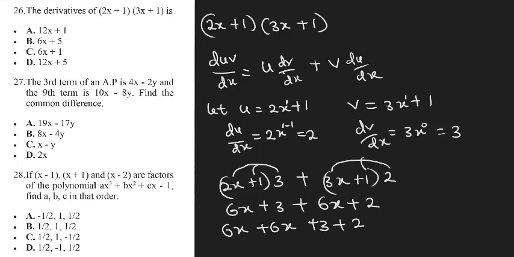All the x will move to one side. So 6x plus 6x is 12x, plus 3 plus 2 is 5. So this is the answer, 12x plus 5. So if you check our options, the answer is D. So let's move to the next question.